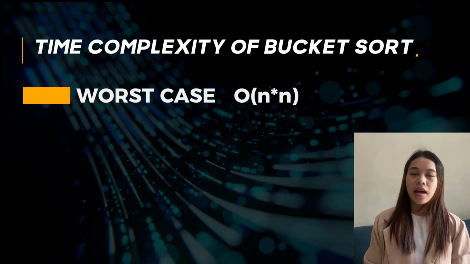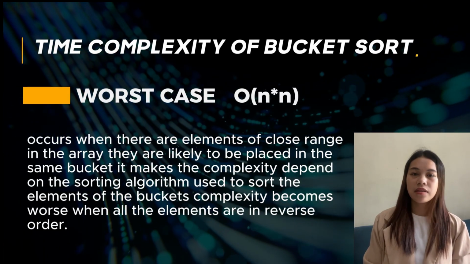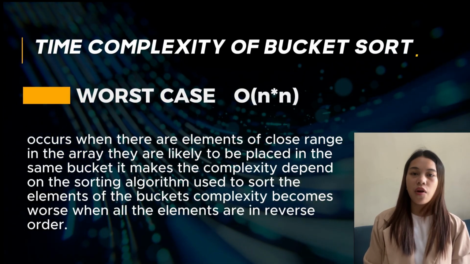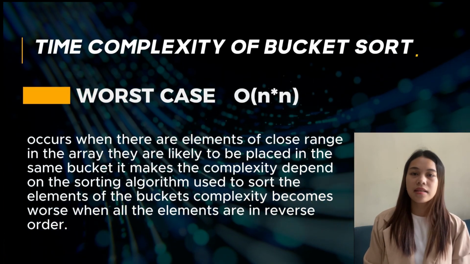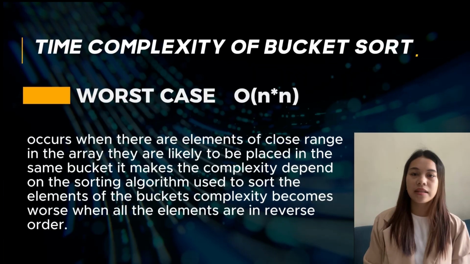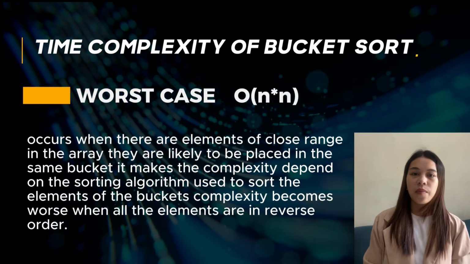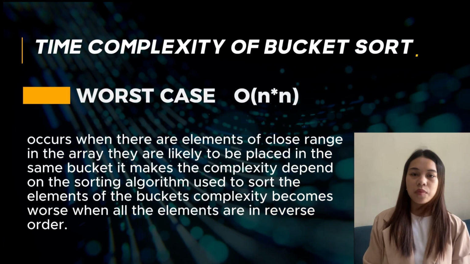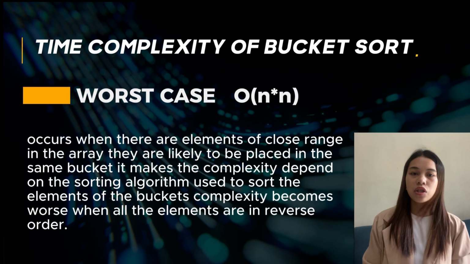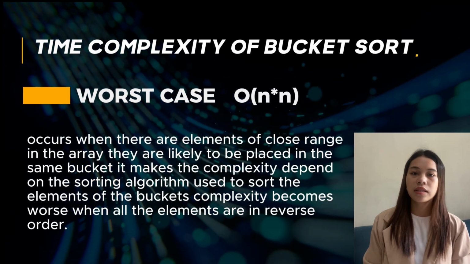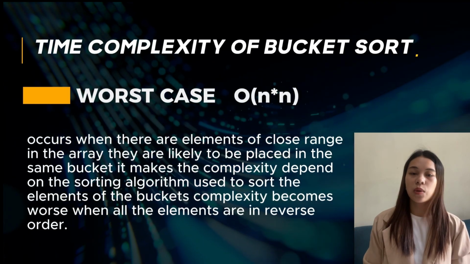After understanding the best case, now we will see how the worst case occurs in the bucket sort algorithm. The worst case occurs when there are elements of close range in the array. They are likely to be placed in the same bucket. It makes the complexity depend on the sorting algorithm used to sort the elements of the bucket. The complexity becomes worst when all the elements are in reverse order. And if insertion sort is used for sorting, the time complexity becomes O of n into n.